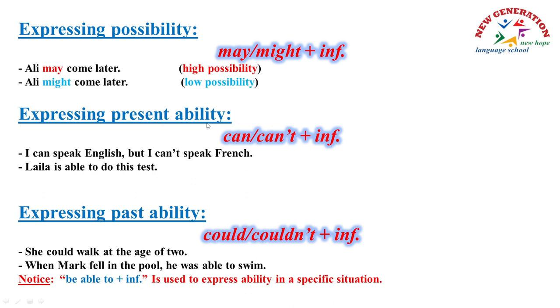To express ability, someone is able to do something in the present, we use can or can't for the negative form. I can speak English, but I can't speak French. That's me now, in the present. Layla is able to do this test. Look here, but when we use able to, and this is something very important to notice, we talk about specific situations. For past ability, we use the past form of can, could, and couldn't for negative forms.